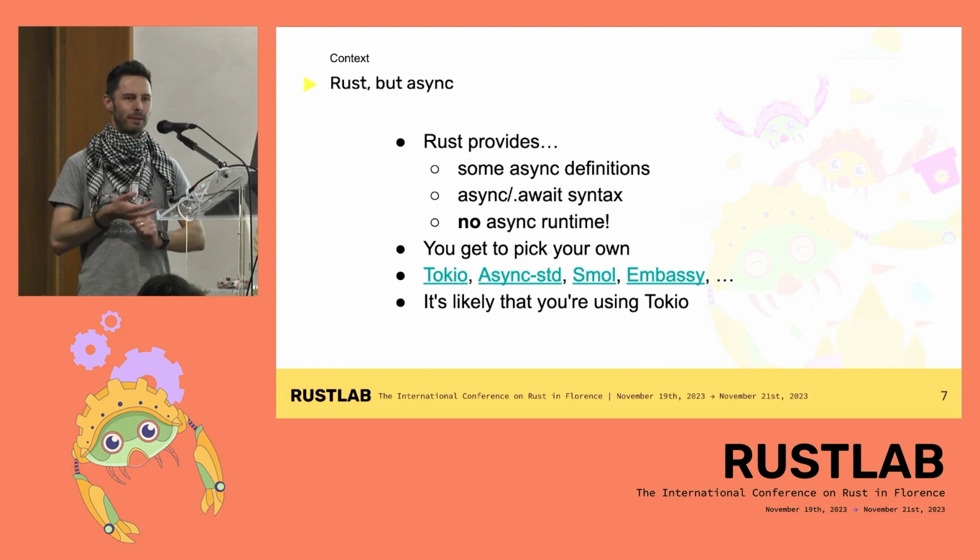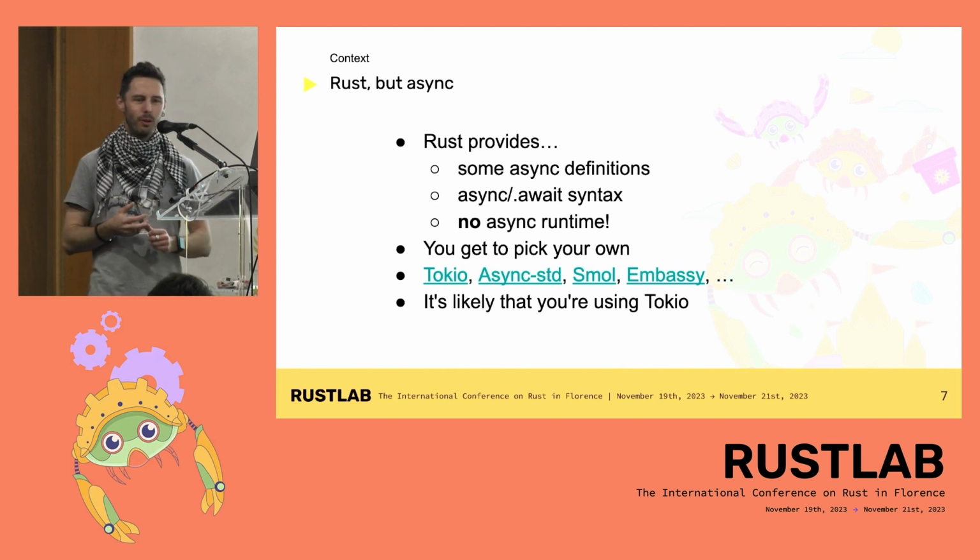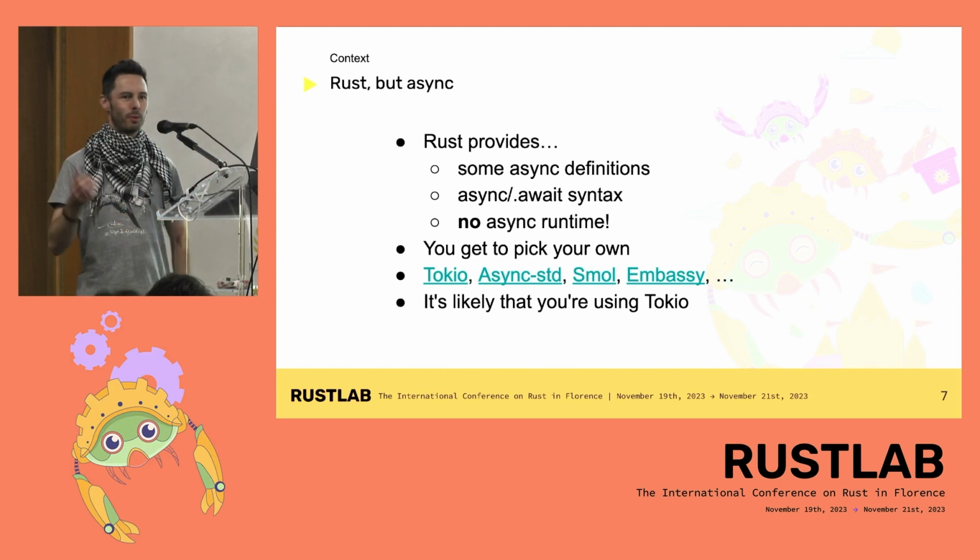We have async await syntax, which makes things much easier to write since 2019. There's no async runtime. And I think Antonio mentioned this yesterday, but this means you get to pick your own. So Tokio is the one that I'm going to talk about today. Async Standard and Smol are two other async runtimes which are fairly general purpose. Then you've got more specific ones, such as Embassy, which is for embedded devices.